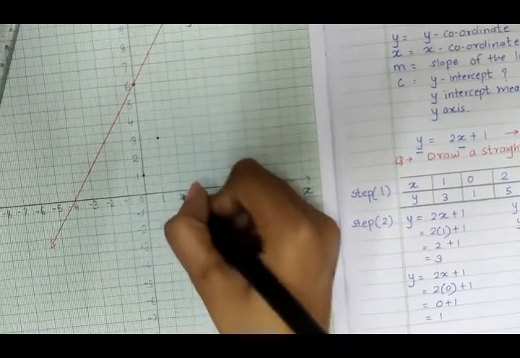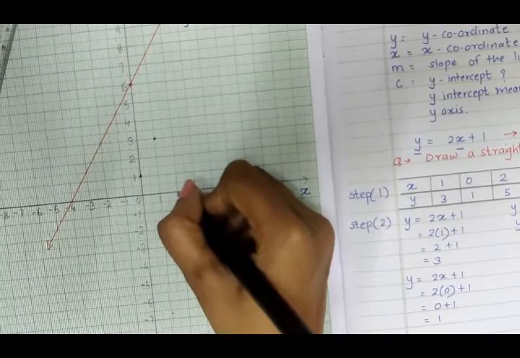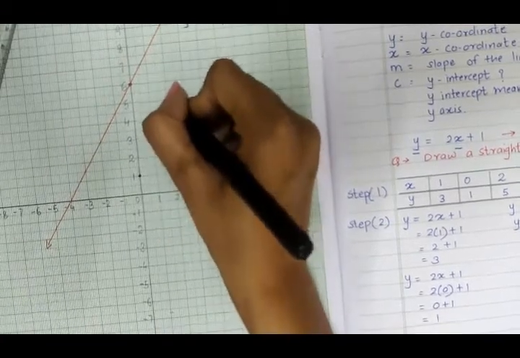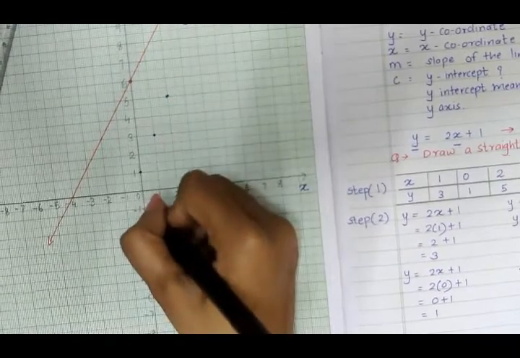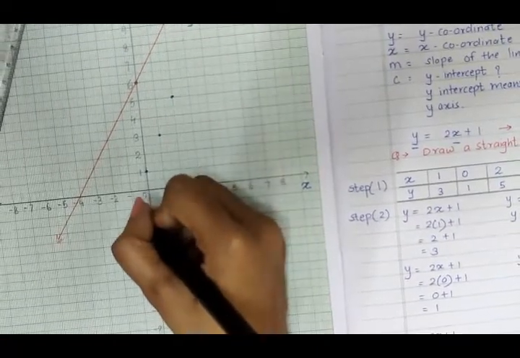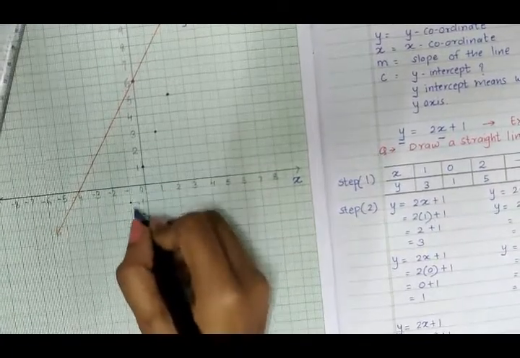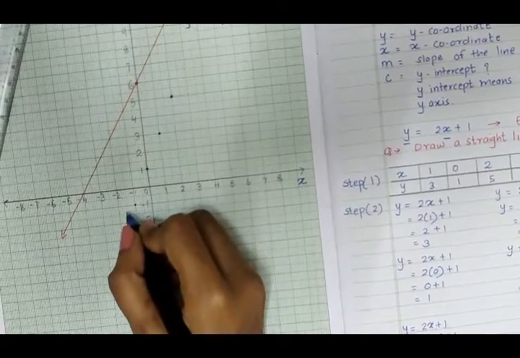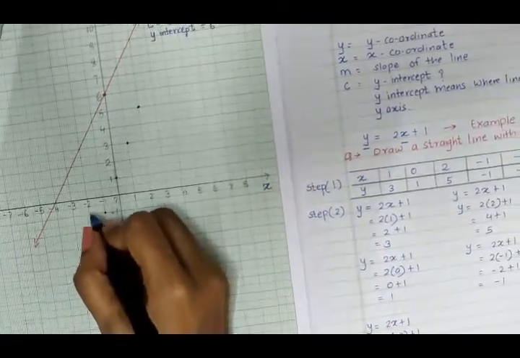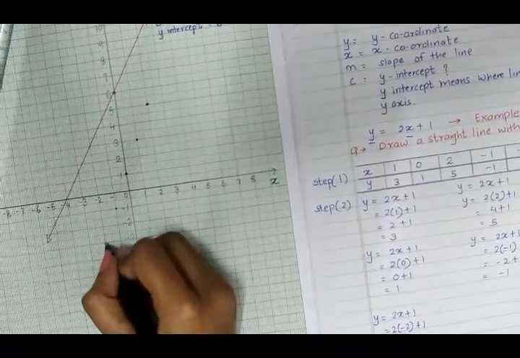Next is x coordinate is 2 and y coordinate is 5. So this is x coordinate 2 and y coordinate 5. Next is x coordinate negative 1 and y coordinate is also negative 1. So this is the point where x is minus 1 and y is also minus 1. Then the last point which we have obtained was x coordinate negative 2 and y coordinate negative 3.